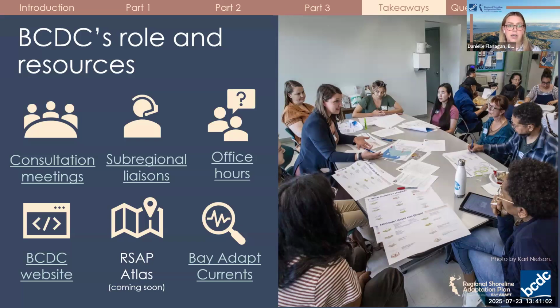We're also launching a platform known as the RSAP Atlas that has 70 to 80% of that data you need to complete a plan, which is, again, what our next webinar is, so make sure you join that one. And we have a data-driven dashboard that provides up-to-date data about sea level rise adaptation in the San Francisco Bay region, known as the Bay Adapt Currents. All of the resources mentioned here are linked on the slide, and we're going to post these after on our website.